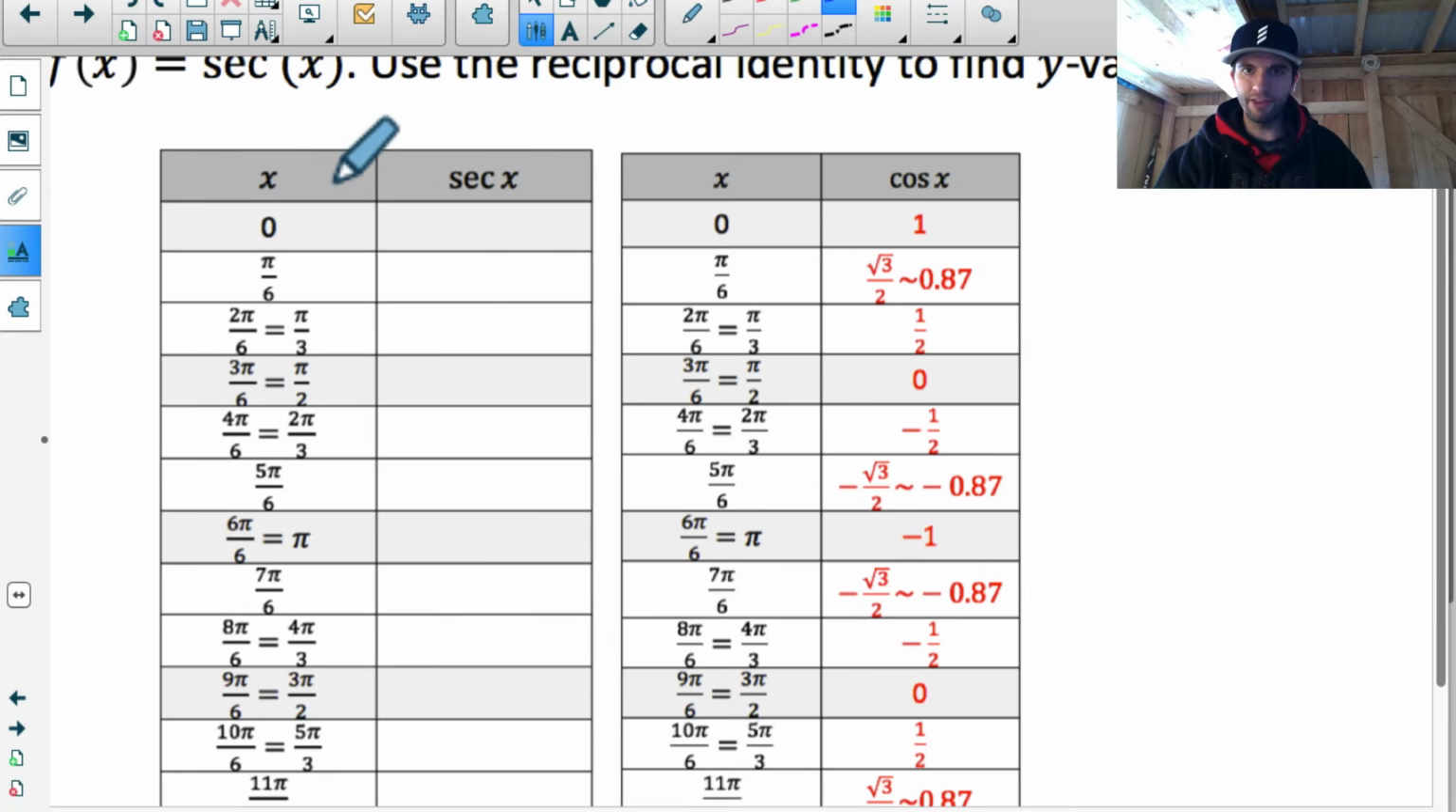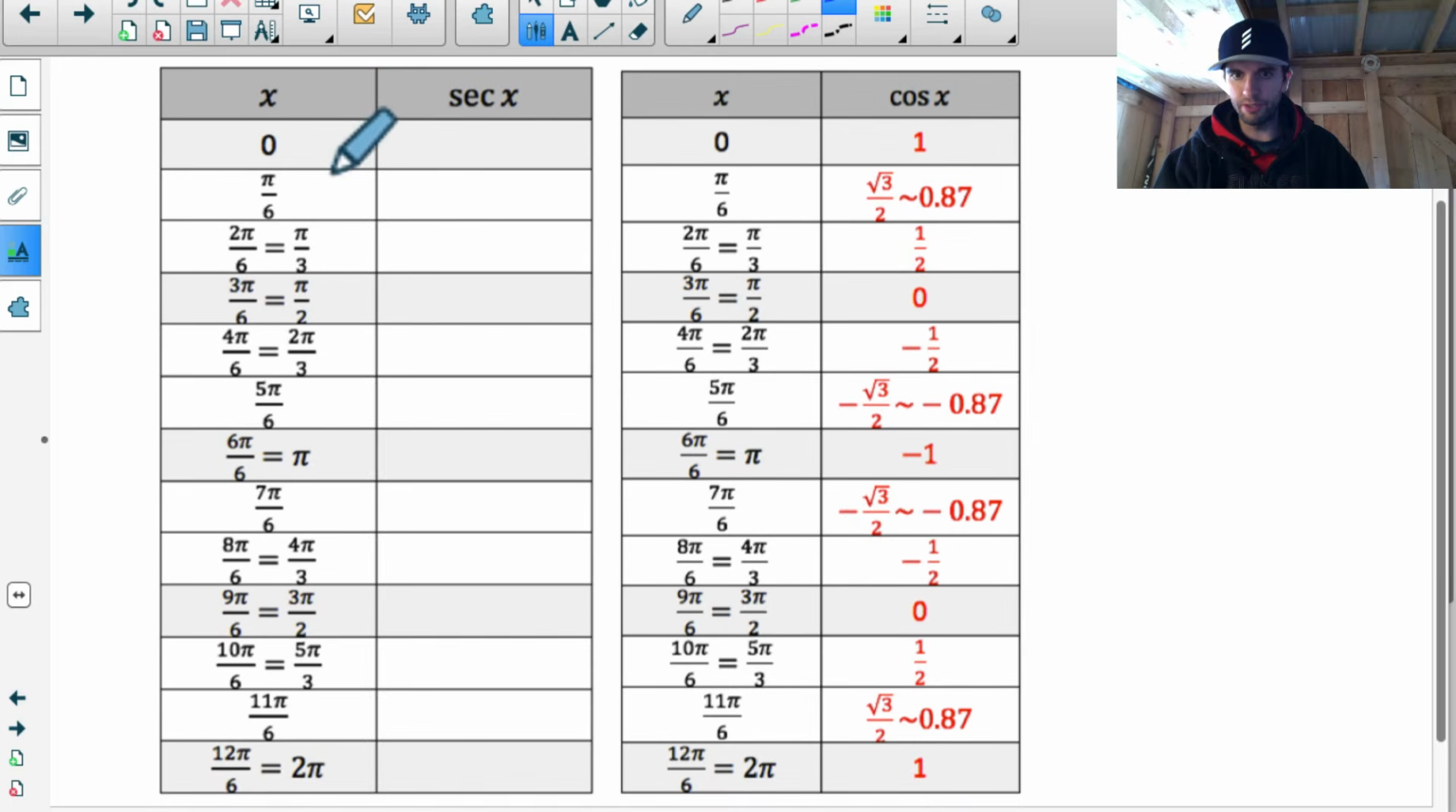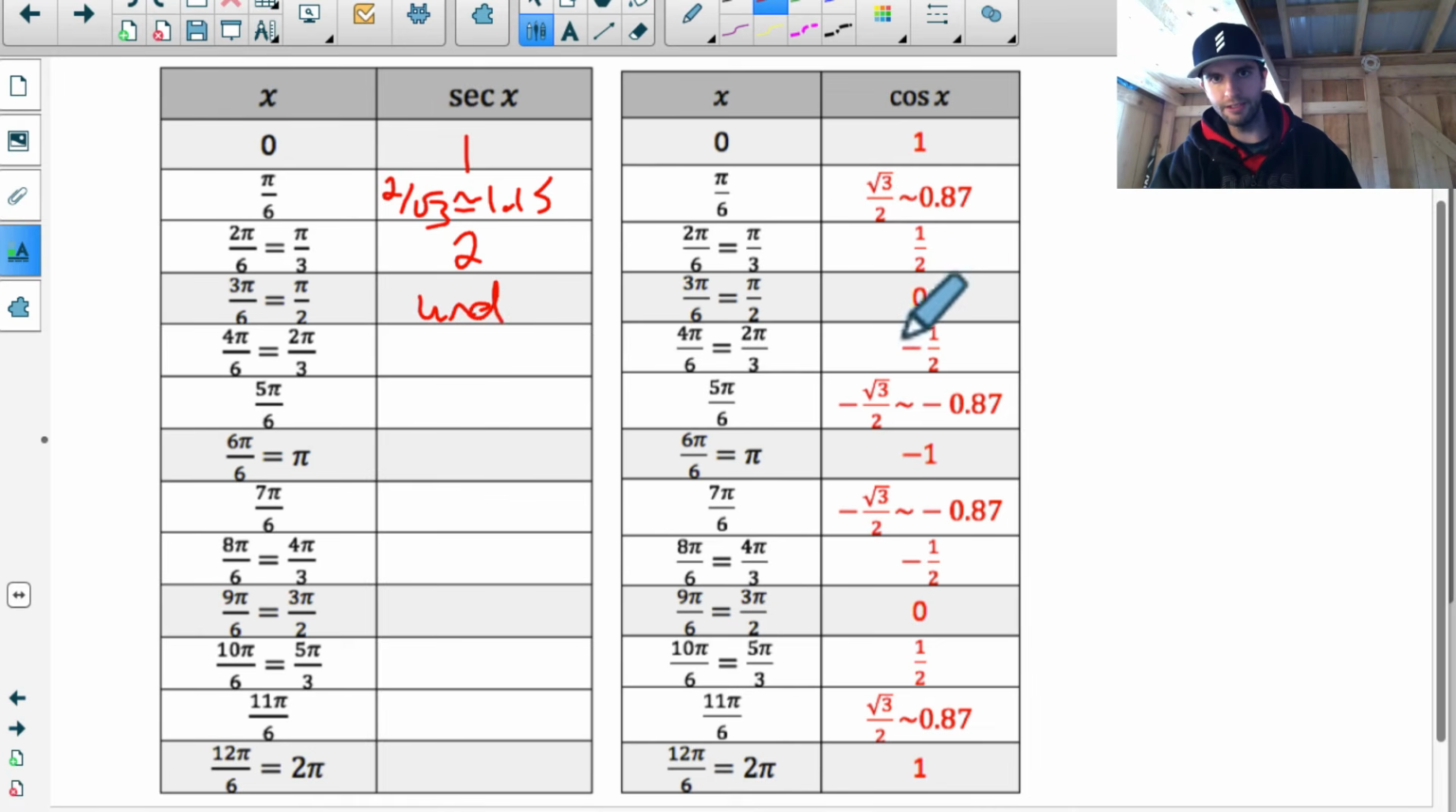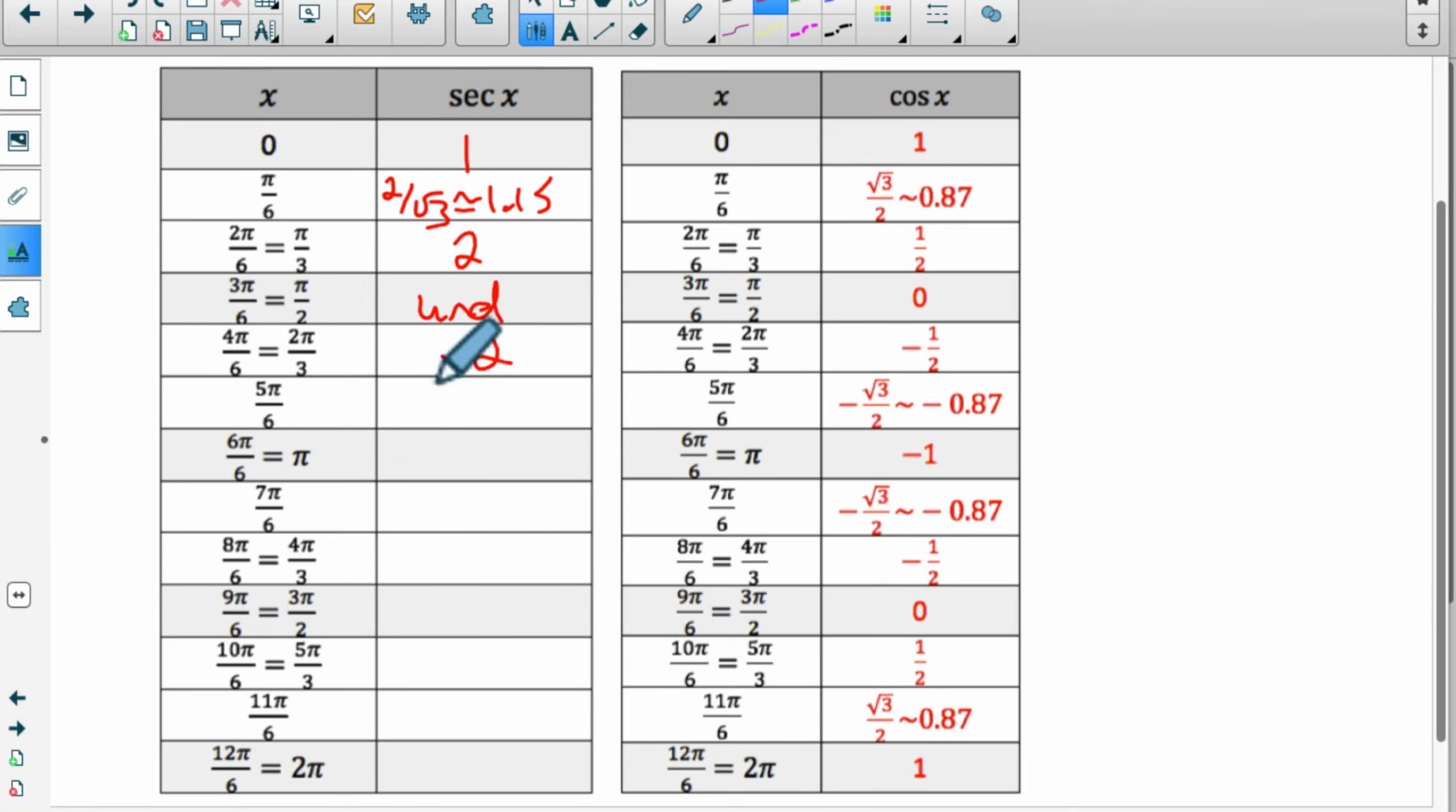Okay, now let's do the graph of secant. The process is very similar to what it was for cosecant, so I'll go through this quickly. Secant ratio is equal to the reciprocal of the cosine ratio, so we just have to flip all of these cosine ratios. Just flip all of these values, do 1 over all of them. So 1 over 1 is 1. Flip this one, becomes 2 over root 3, which is 1.15. Flip this one, we get 2. Flip this one, 1 over 0 is undefined. And I'll fill out the rest quickly.